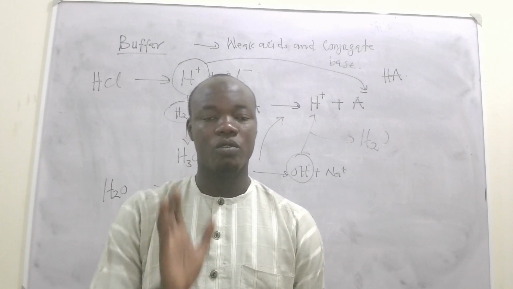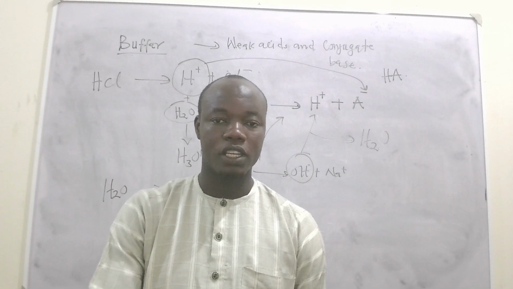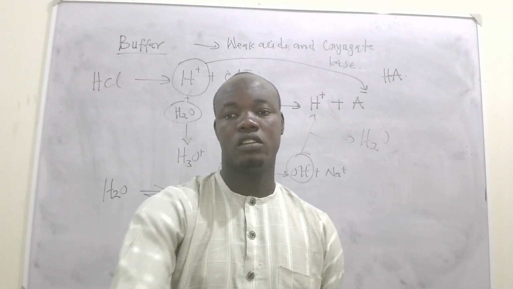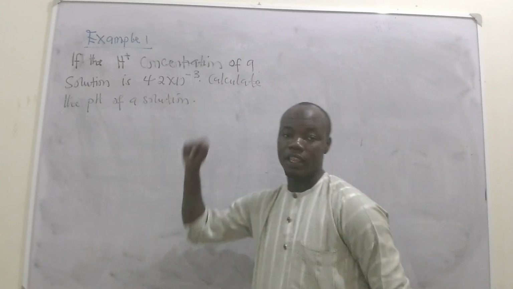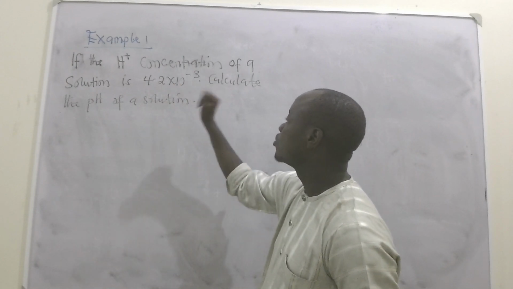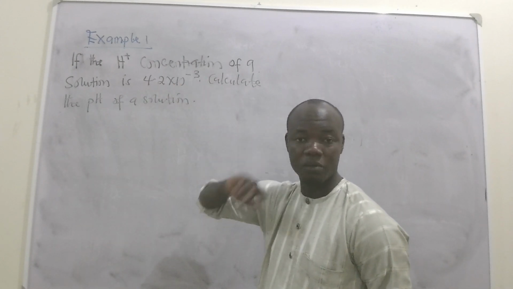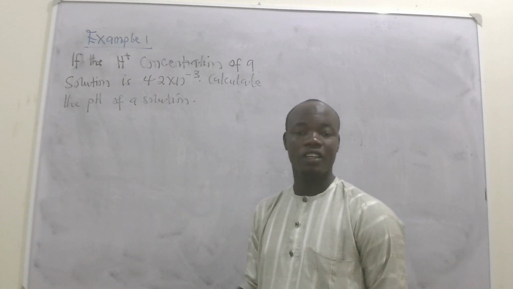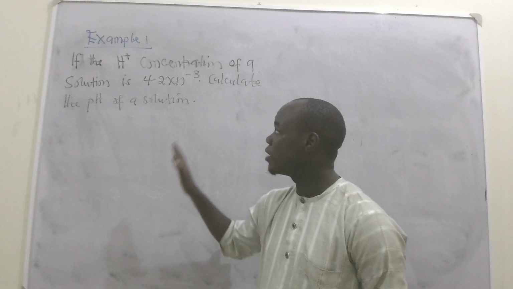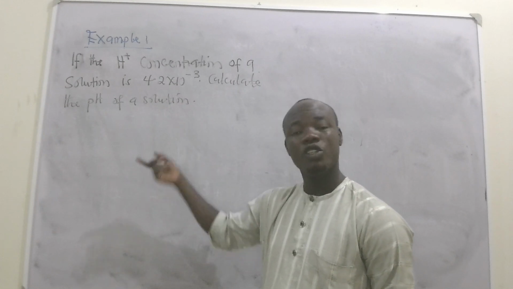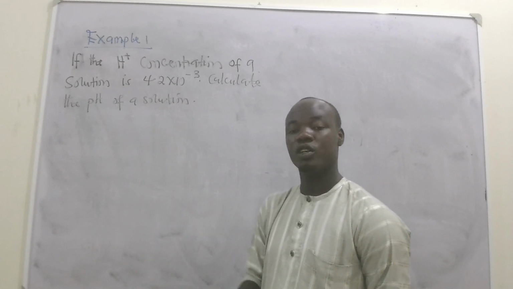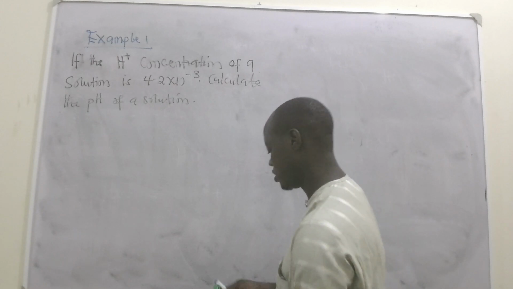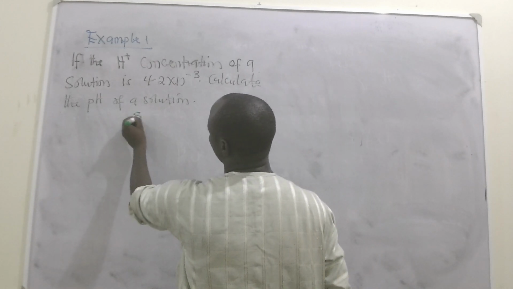So now the next thing that we are going to look at is how to calculate pH. Let's look at this example. If the hydrogen ion concentration of the solution is 4.2 times 10 to the power minus 3, calculate the pH of the solution. So here you are given the concentration of hydrogen ion, and you are to calculate the pH. So how are we going to do this?